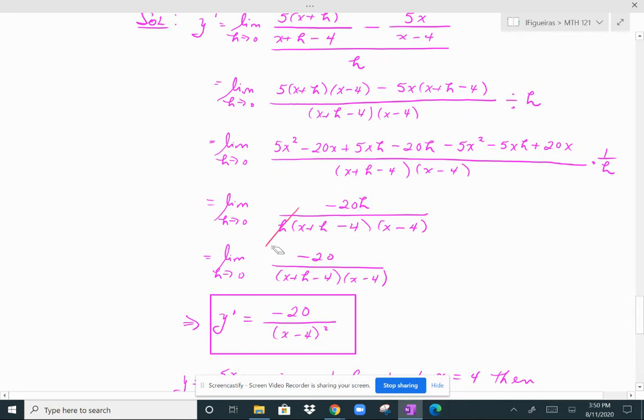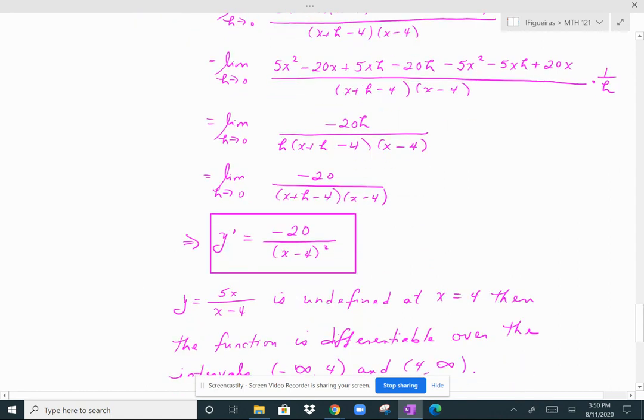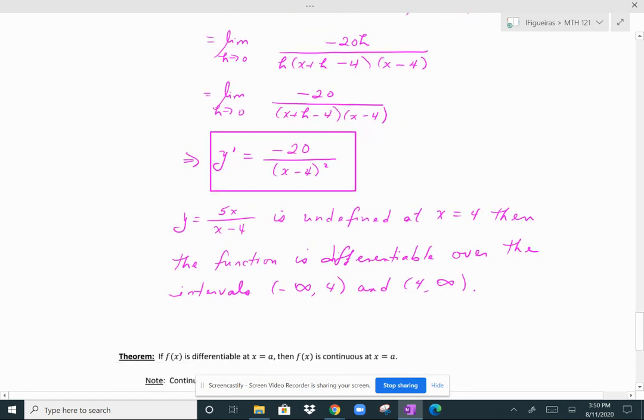So just like the original function, this derivative would exist everywhere except at 4, because at 4, you would be dividing by 0. So the function is undefined at 4, and it is differentiable over all real numbers except 4. So it's differentiable from negative infinity to 4 and from 4 to infinity. So the derivative does not exist at 4.